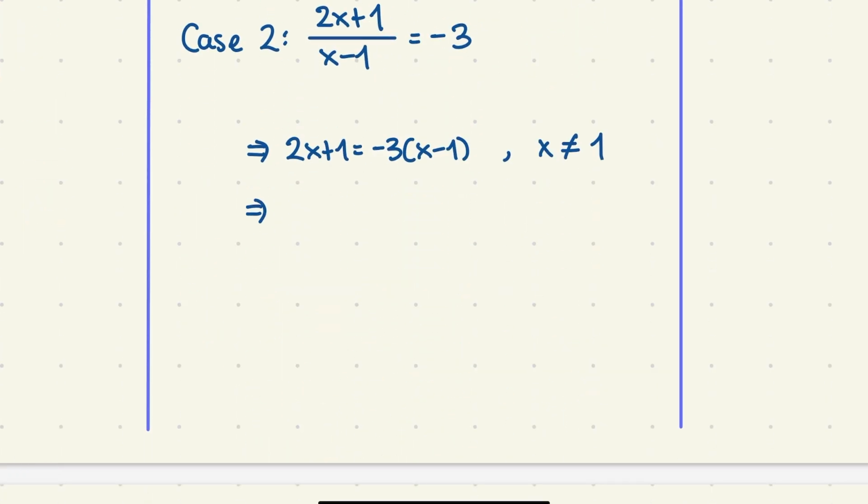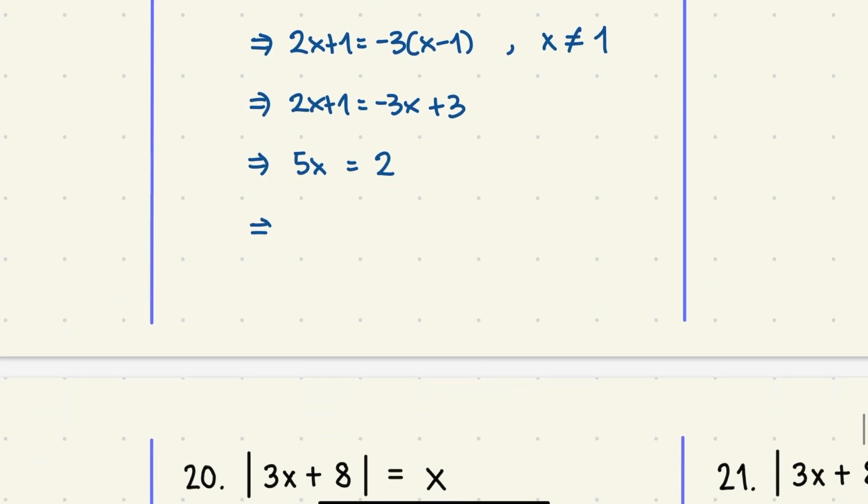Then let's simplify. So we have here 2x plus 1 equal to -3x plus 3. Then move this to the left side, so we obtain 2x plus 3x, that's 5x, equal to, move this to the right side, so we get 3 minus 1, that is 2. Then divide by 5 both sides and we obtain x equal to 2 over 5.